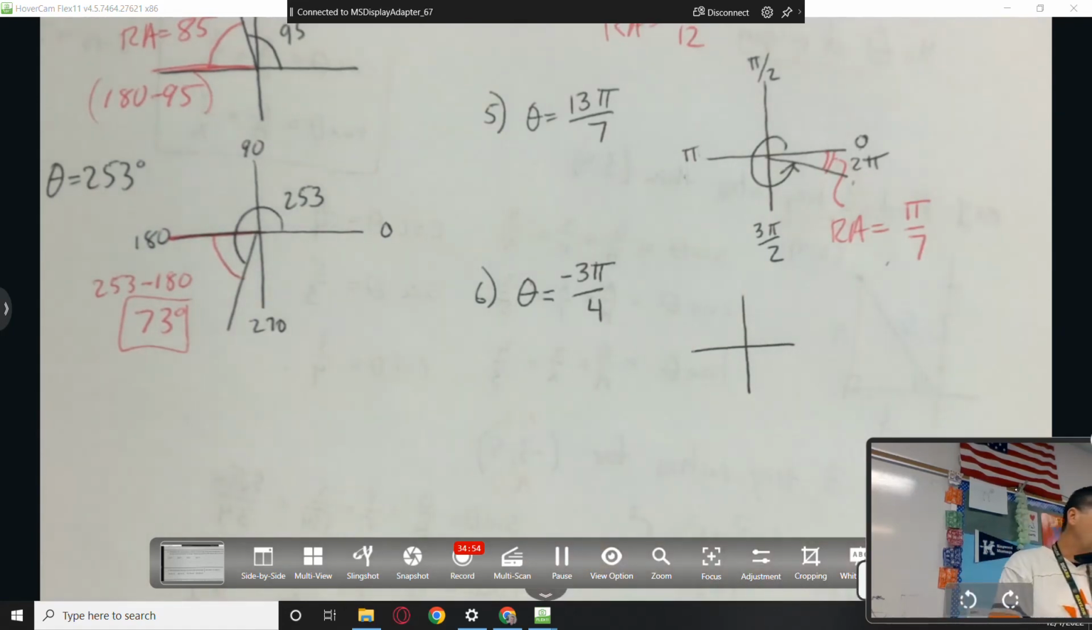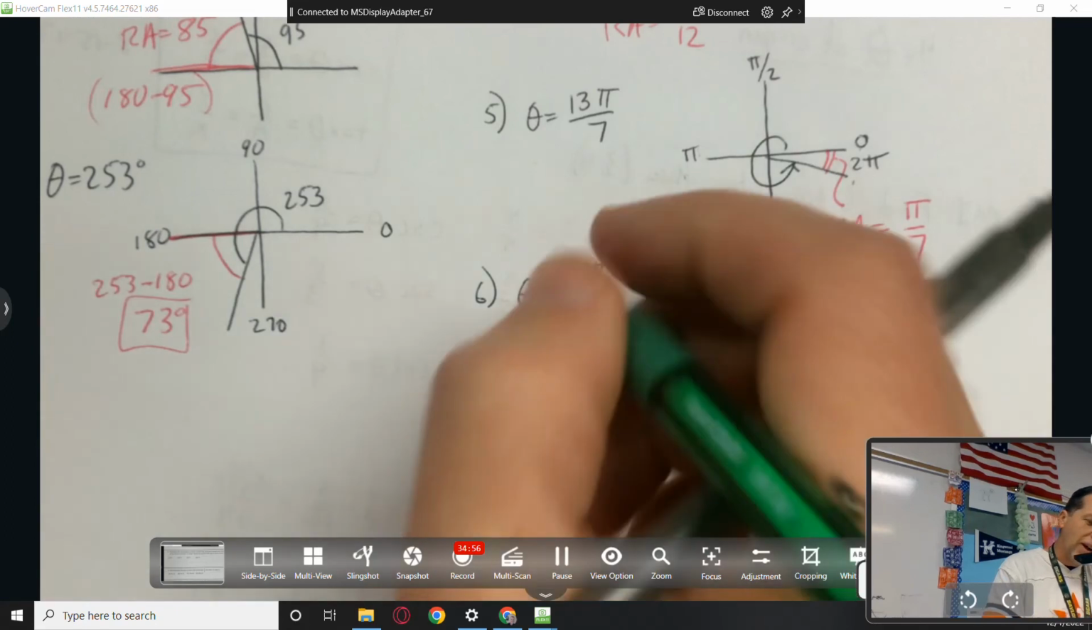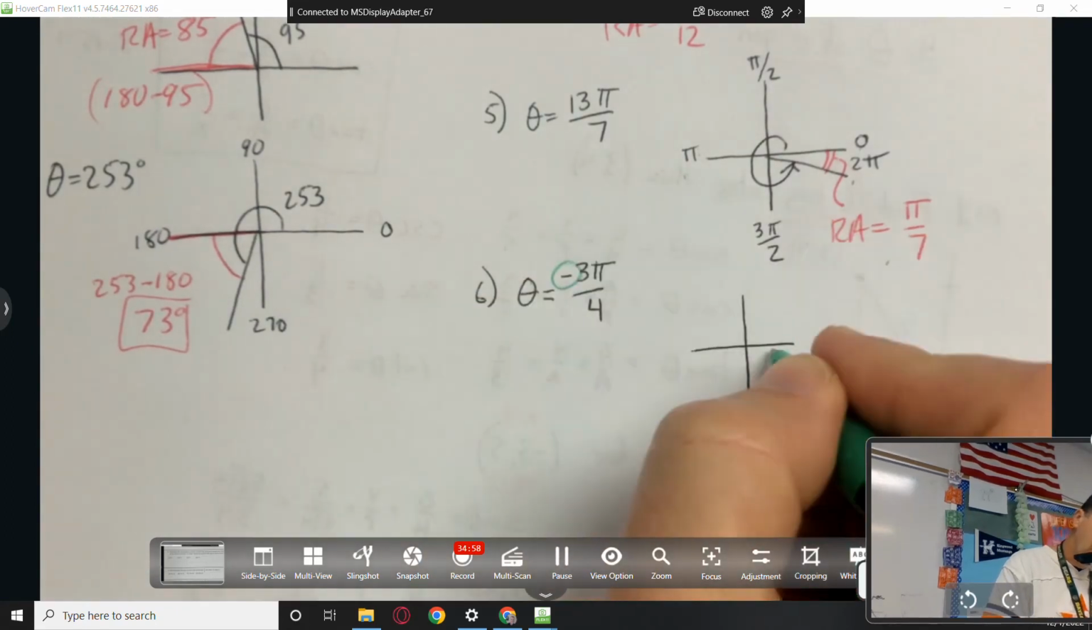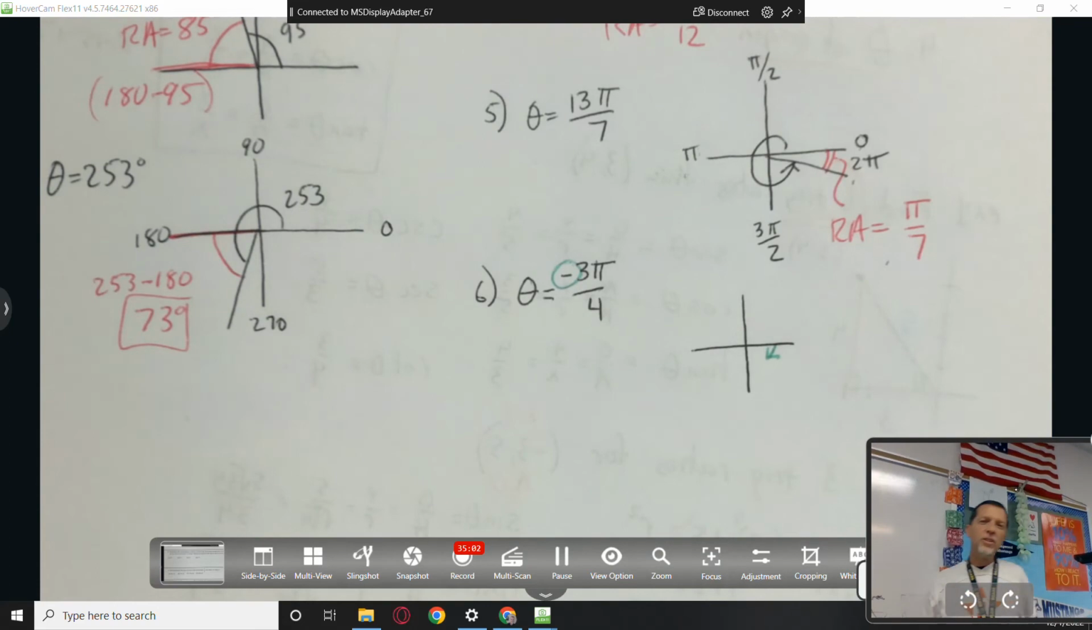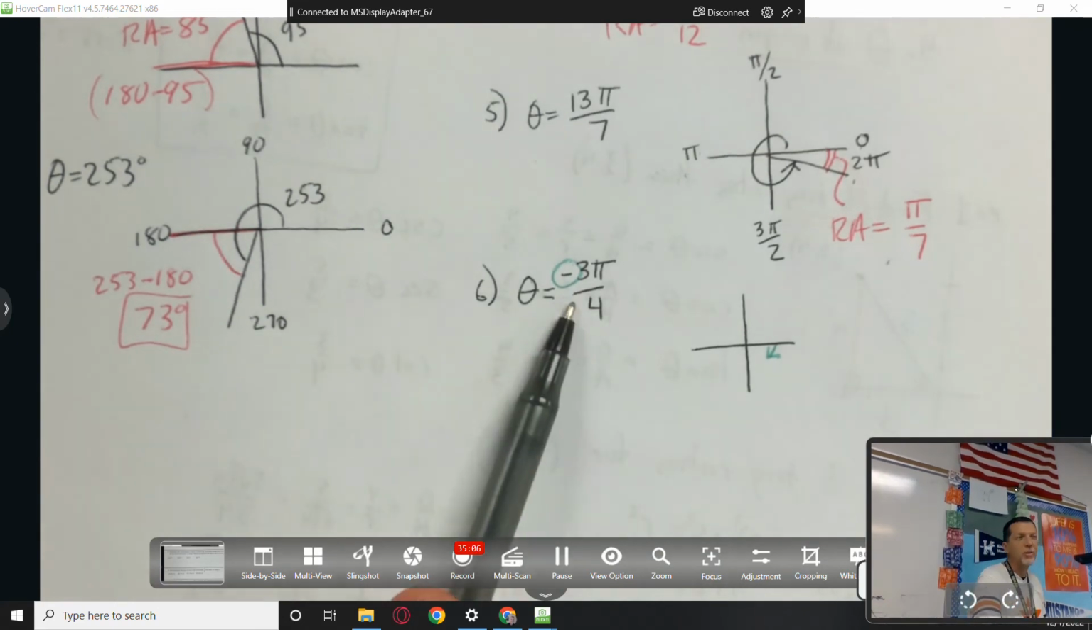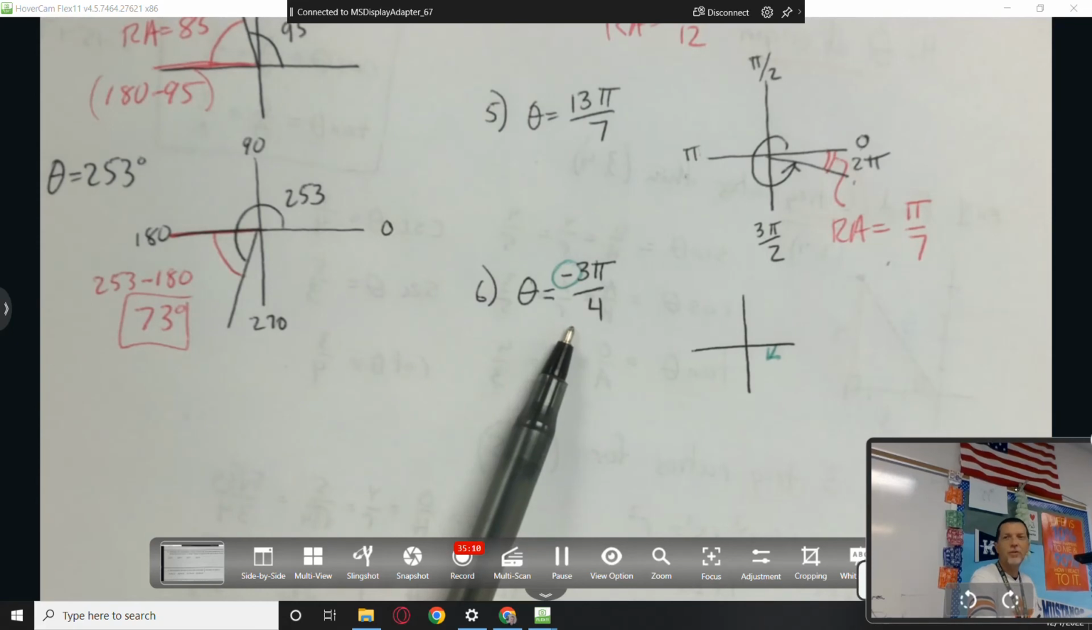It does matter because the negative means you're going backwards. I thought you said it doesn't matter. What does it not matter? It doesn't matter in terms of what the reference angle is, but it does matter in terms of where this original angle is. So I need to back up 3/4 pi.